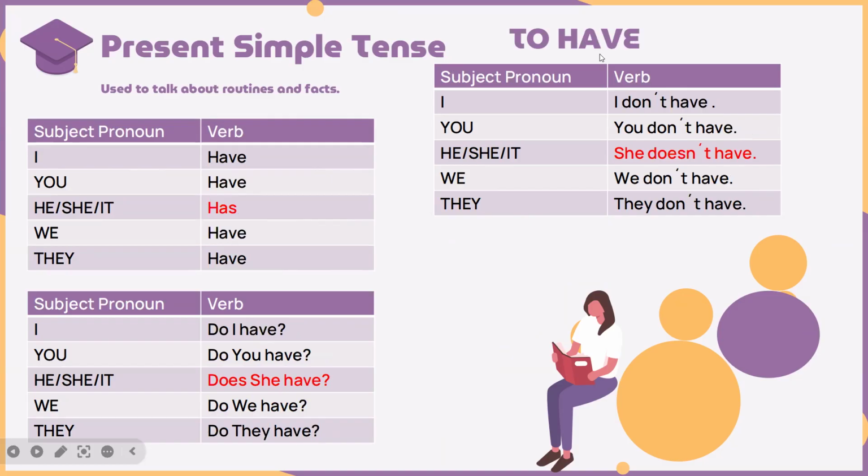The negative structure for the verb to have. Here you can use the auxiliary verb do not or does not. Don't, sorry, and does not. So I don't have. You don't have. He, she, it does not have. We do not have. They do not have.